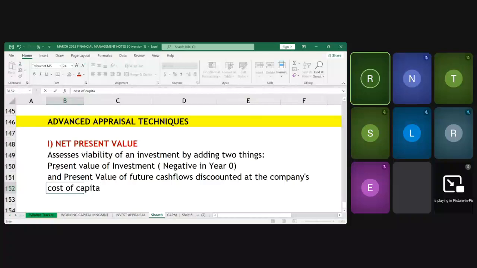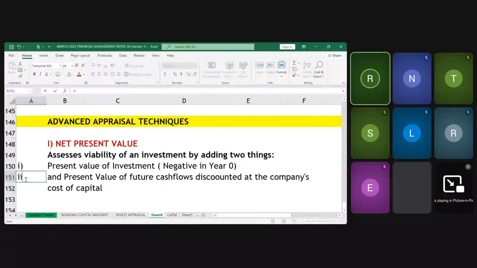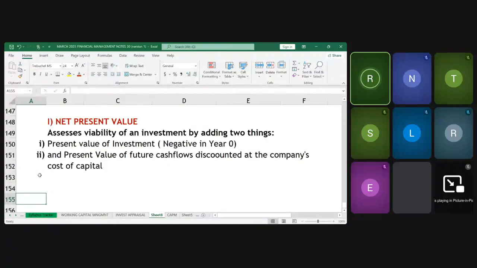So what is it that we do? We are going to add two things. Number one, the present value of our investment, which is year zero, plus everything that is in the future. But whatever the value that is in the future, we need to discount and bring it into today's value or today's terms. So that is what we do when we are assessing viability of projects using the net present value.